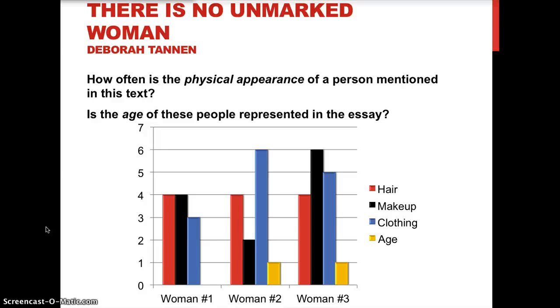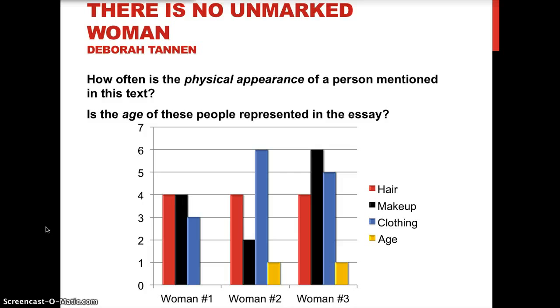Woman number 1, her hair was mentioned 4 times, her makeup was mentioned 4 times, and her clothing was mentioned 3 times. Woman number 2, as you can see, hair 4 times, makeup twice, and her clothing was mentioned 6 times. Woman number 3, her hair was mentioned 4 times, makeup 6 times, clothing 5 times.